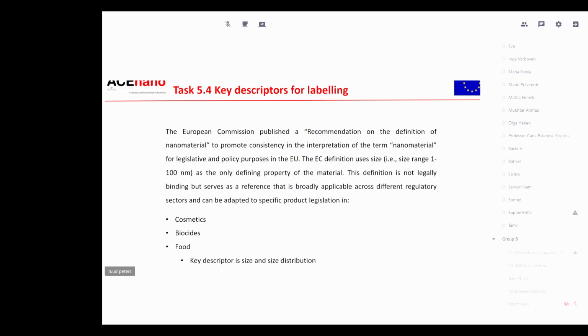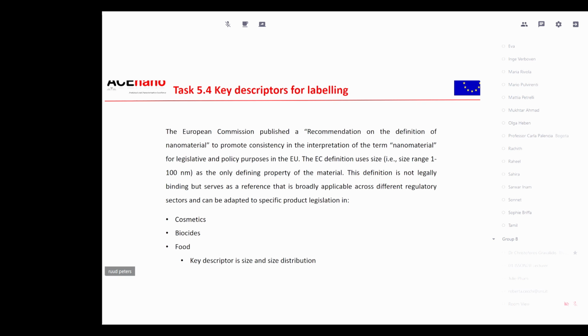And that is being done already for cosmetics, but it's also for biocides and food. And probably you know there is a lot of things going on about titanium dioxide, for instance. Should that be in materials or not? And it is banned in certain countries like France, for instance, because there are doubts whether this is okay or not. Well, the European Commission has published a recommendation on the definition of a nanomaterial and to promote consistency in the interpretation of the term nanomaterial for legislative and policy purposes in the EU. And it uses size as the only defining property of the material.